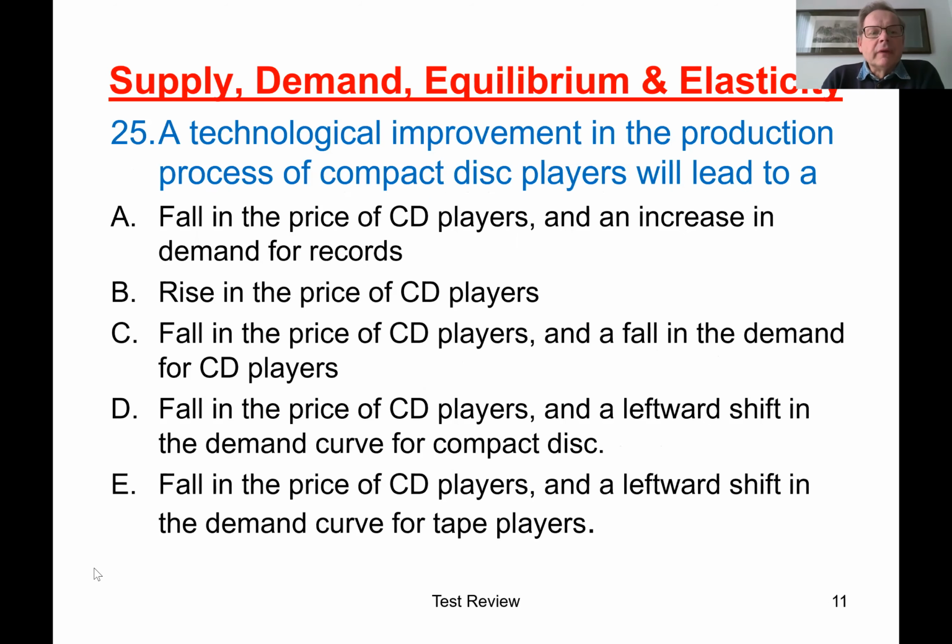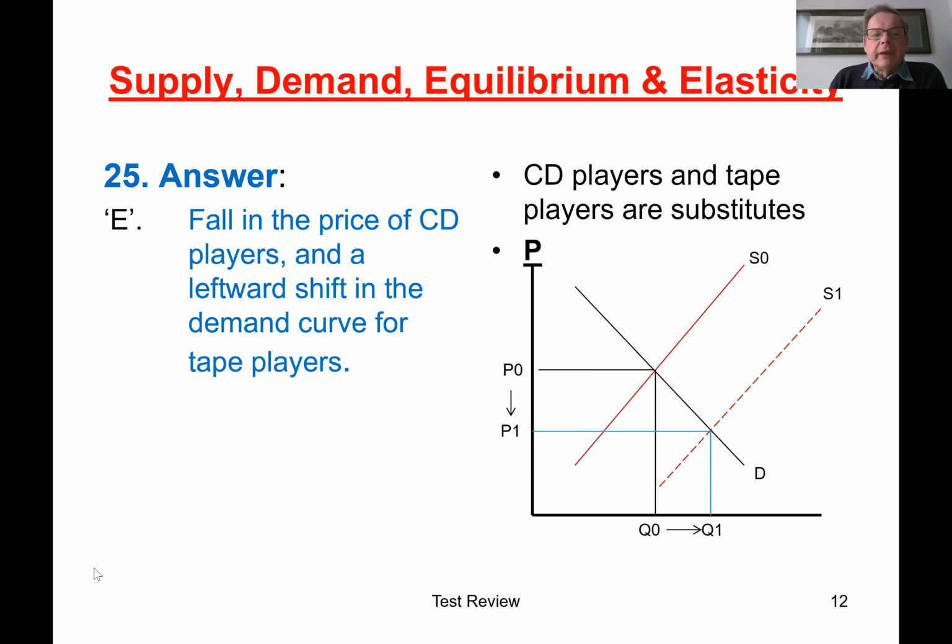Number 25, a technological improvement in the production process of compact disc players will lead to A, B, C, D, and E. And the correct answer here is E, a fall in the price of CD players and a leftward shift in the demand for tape players.